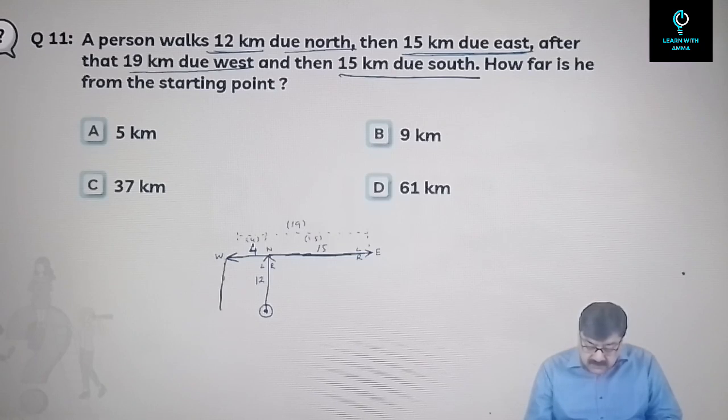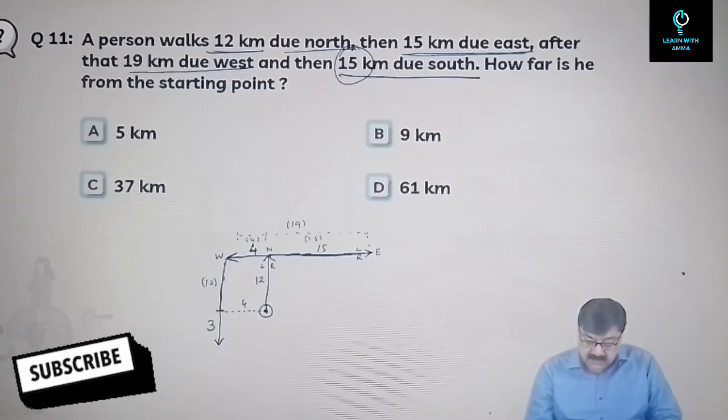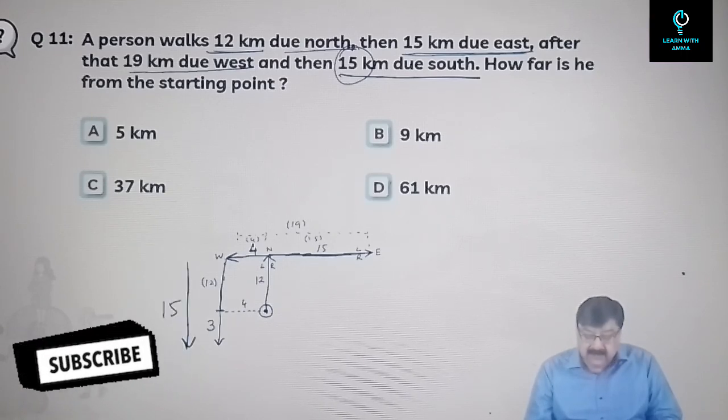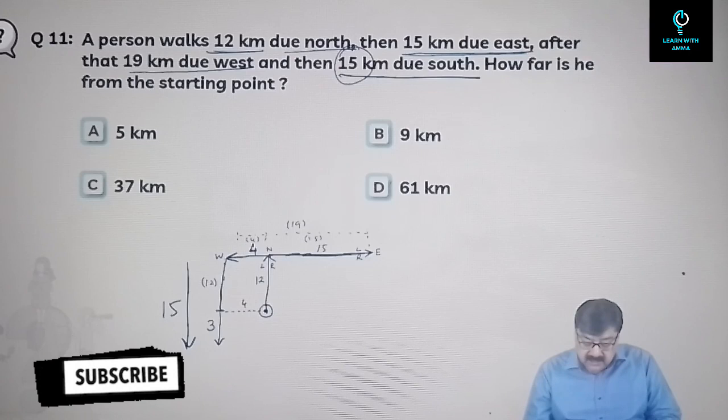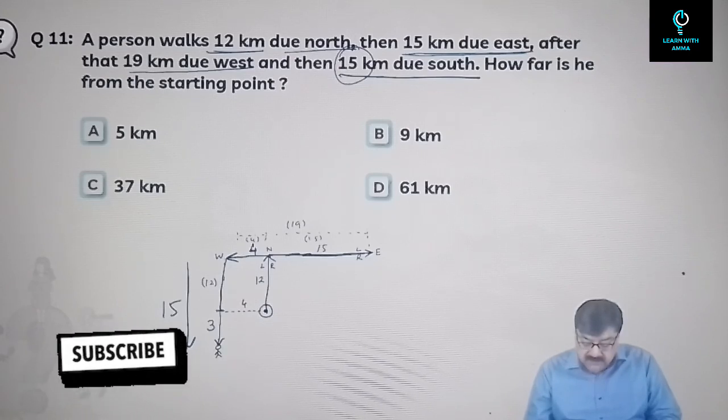So we know that from this point to this point, this is 4 and this is a parallelogram. So this much distance up to this point should be 12. But we want 15 kilometers. So he will go 3 more kilometers in this direction. Now this makes it complete 15 kilometers towards the south. So this is the final position of the person.